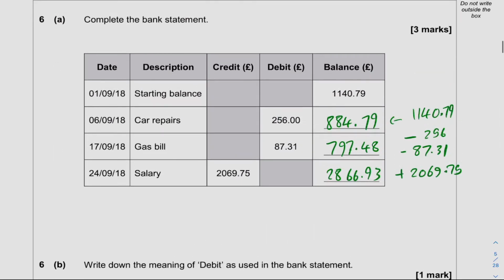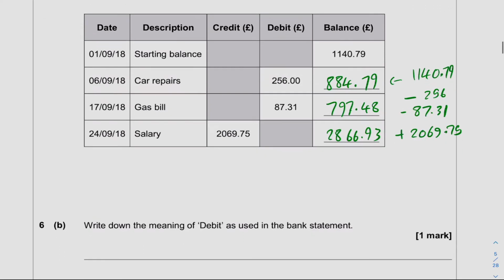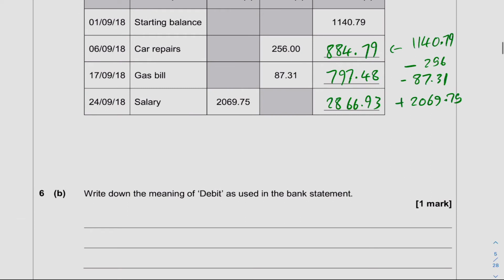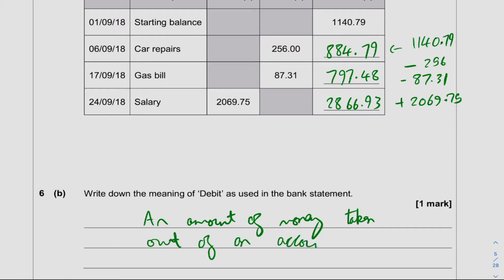from part A. So like I've already said, debit basically means an amount that we take away. So it's an amount of money that's owed. So a definition you could write down is something like an amount of money taken out of an account, and that'll be enough for the 1 mark for that question.